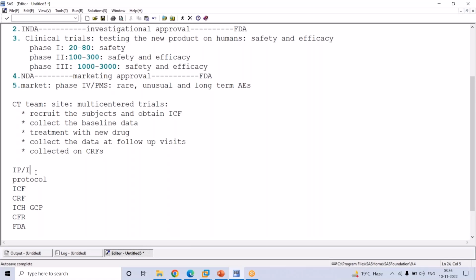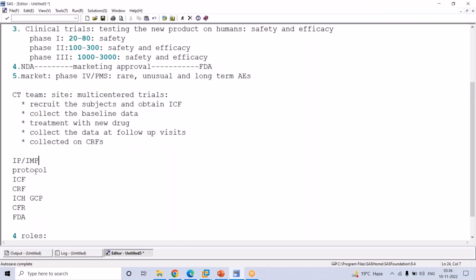IP is also called IMP. This is the investigational medicinal product, also called the investigational product. That means the product which is under research, under study, under investigation. It is called the investigational product, also called the investigational medicinal product.